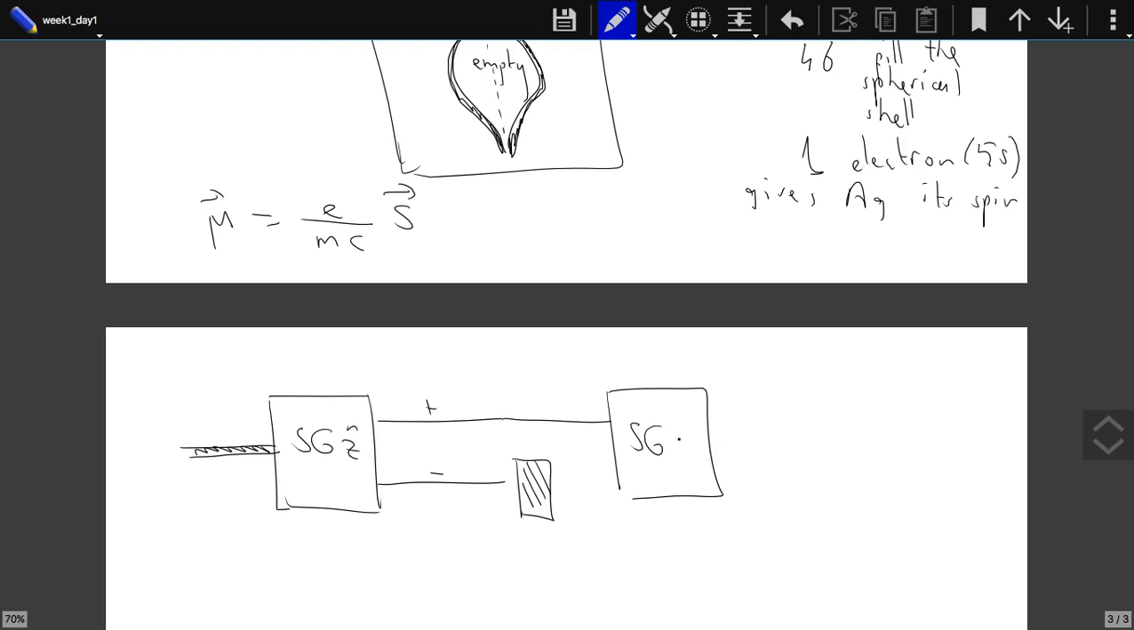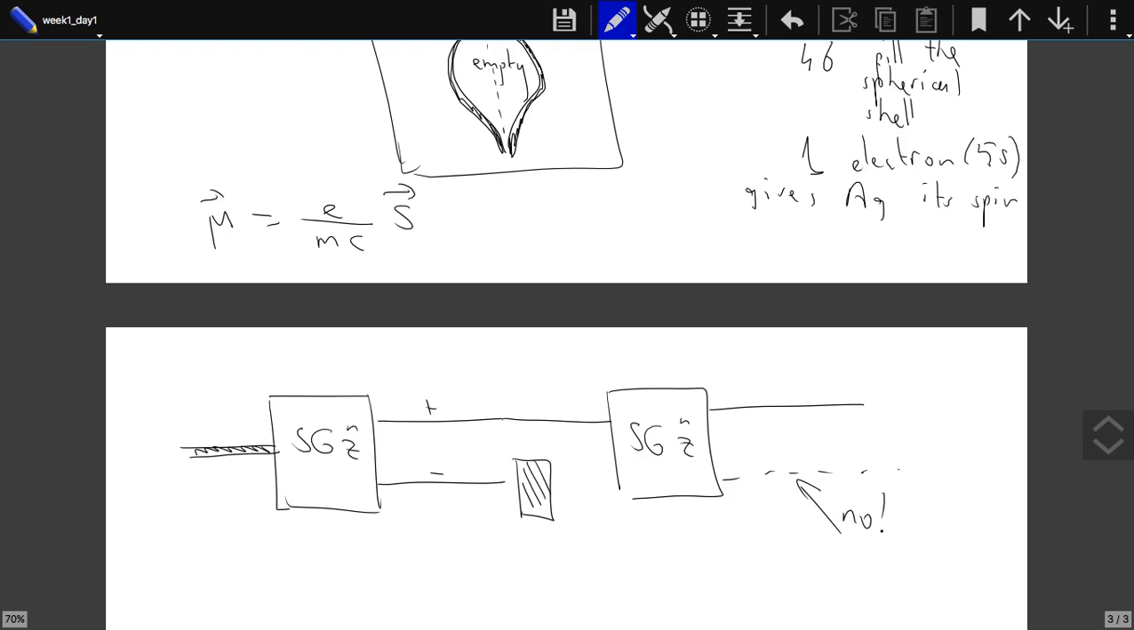Then I use another Stern-Gerlach experiment, an identical one, again in the Z direction. Without any surprise, I only have the up type. There is no down type. That's basically expected, because I already chose the type that is deflected in the upward direction.